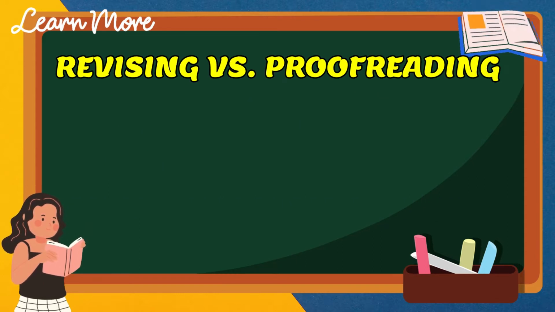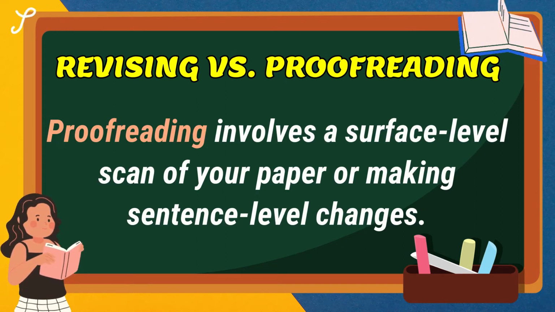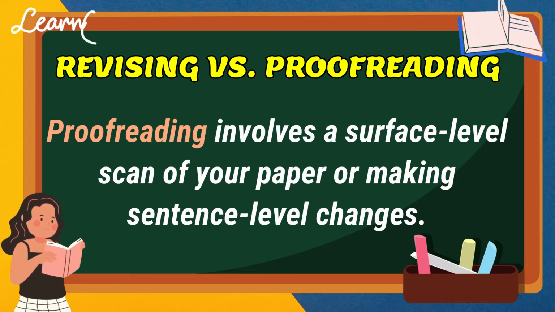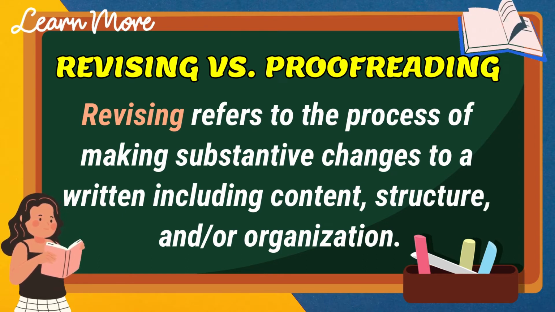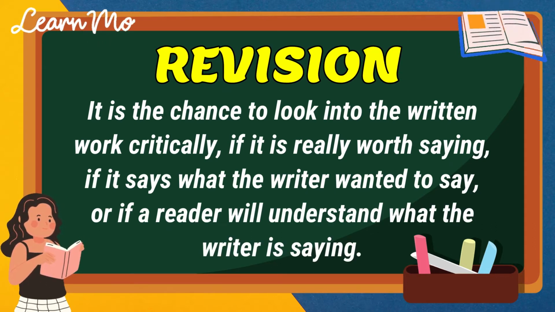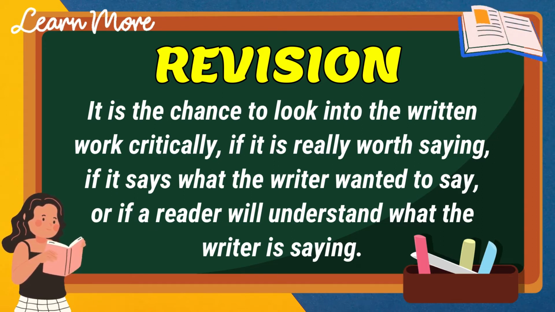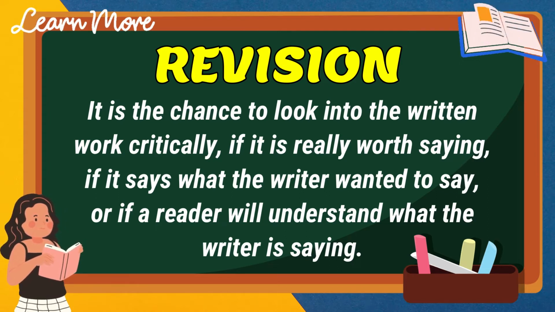Last episode, we differentiated revising from editing or proofreading. Proofreading involves a surface-level scan of your paper or making sentence-level changes. Revising, however, refers to the process of making substantive changes to a written form, including content, structure, and organization. Revision is the chance to look into the written work critically: if it is really worth saying, if it says what the writer wanted to say, or if the reader will understand what the writer is saying.